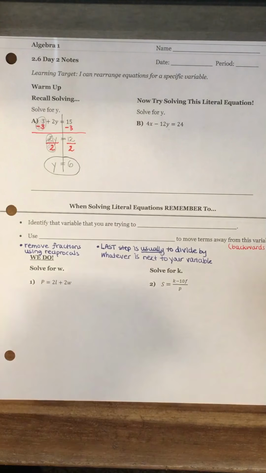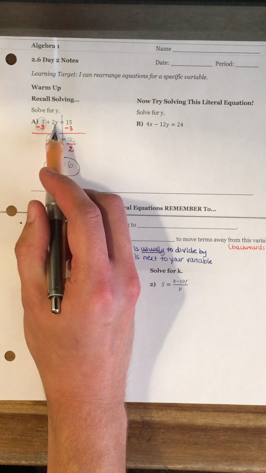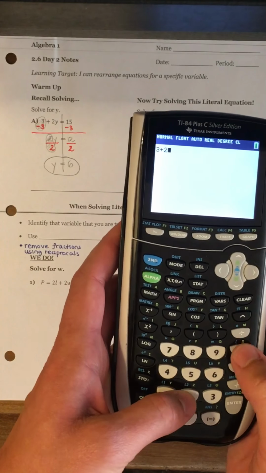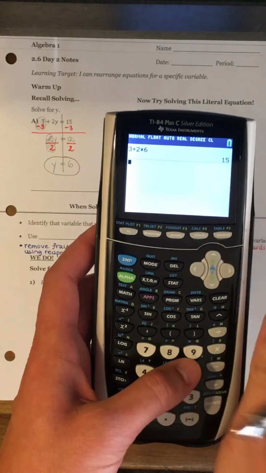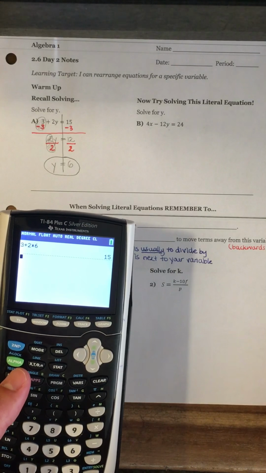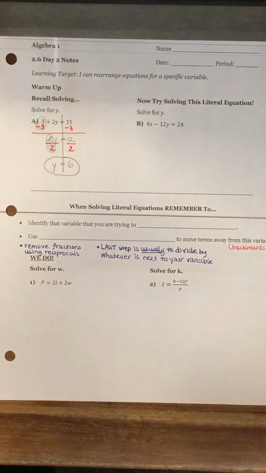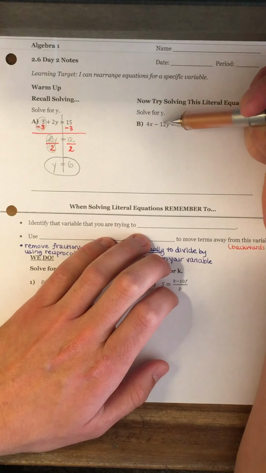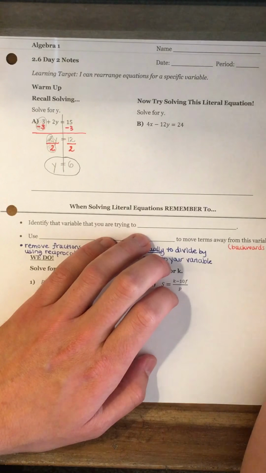Again, we could check to make sure that's right. Like if I plug this back into my equation, 3 plus 2 times what I said y is, which is 6, and I get 15, it better equal 15. So the solution does check out. Now on the right-hand side, this is a little more complicated because we just learned literal equations. So in this problem, we're being asked to solve for y, but again, there's another variable, this 4x.